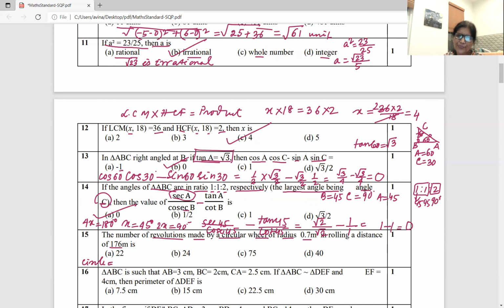तो सर्कल कवर्स 2πr इन वन रिवोल्यूशन. तो इतना डिस्टेंस कितने में जाएगा? तो इसमें 2πr को डिवाइड कर देंगे तो 176 बाई 2 इंटू पाई इंटू आर. आर कितना? 0.7. तो जो आंसर आएगा वो आंसर हो जाएगा. तो 176 बाई 2 इंटू 22/7 इंटू 0.7. तो जल्दी जल्दी कैलकुलेट कर लीजिए.